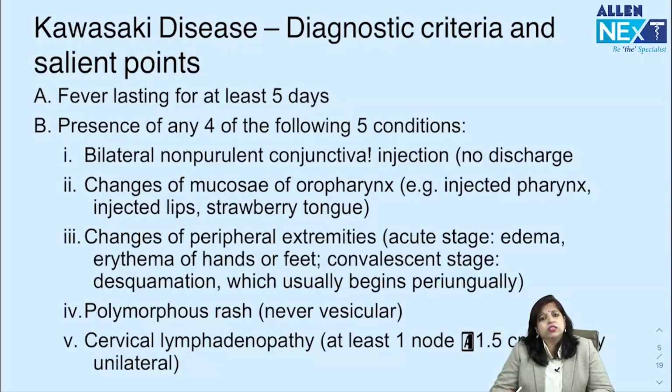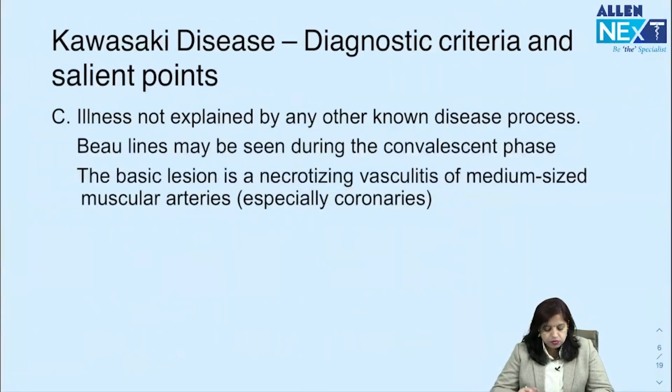The typical areas where we see desquamation are perioral and perianal, but they are seen in the convalescent phase and not in the acute stages. And of course, as I was telling you, polymorphous rash, but never a vesicular rash. That is one of the criteria. And of course, cervical lymphadenopathy, at least one node should be 1.5 centimeters, and usually it is seen unilaterally. Apart from this, illness not explained by any other disease process, and Beau's lines as seen in the convalescent phase.